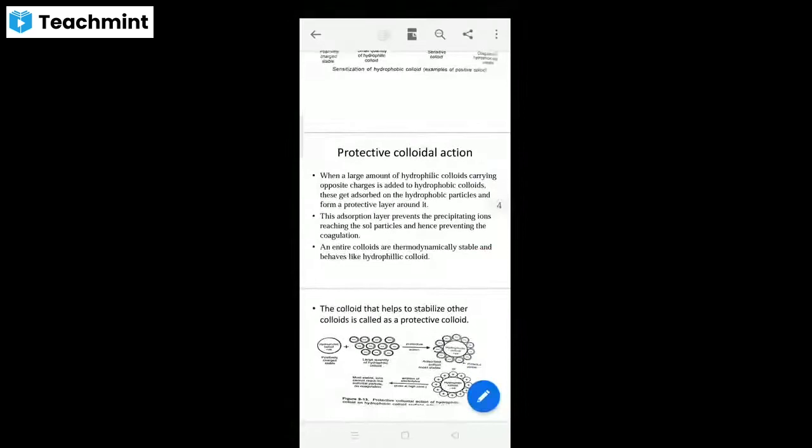Difference is that here, instead of presence of electrolytic ions, now there is a presence of lyophilic particles. That's it. If our hydrophobic particle carries positive charge, which kind of hydrophilic particle do we need to be adsorbed over there to show the protective action? Anybody can tell?